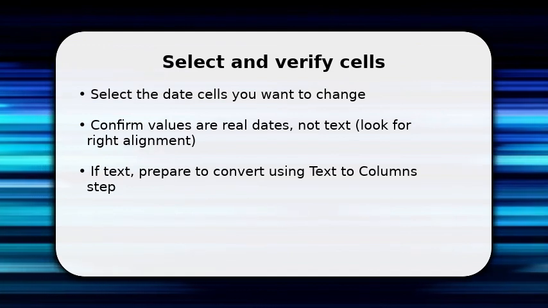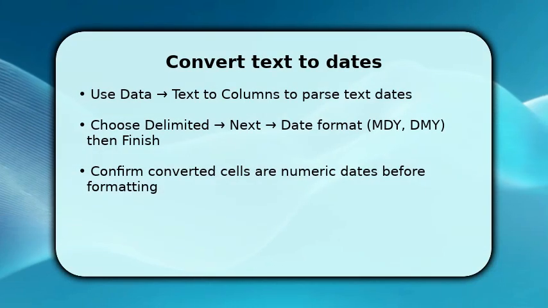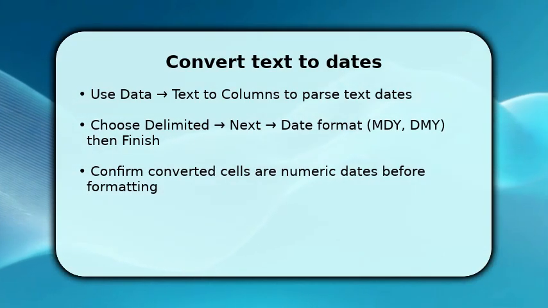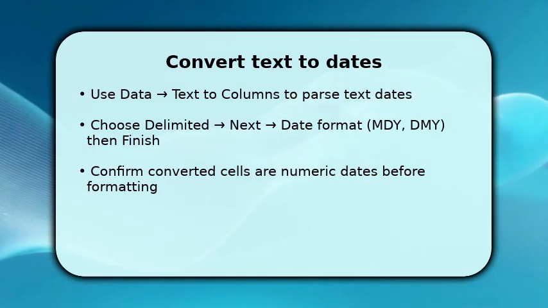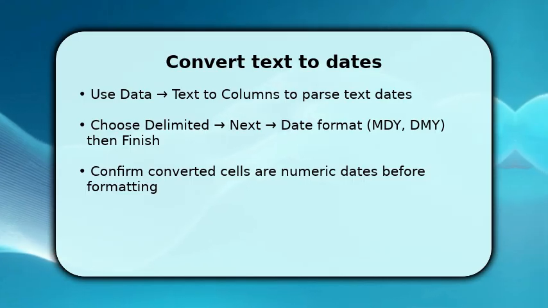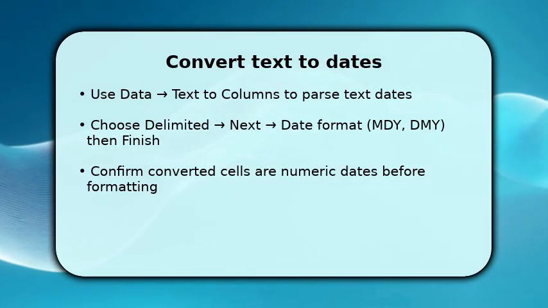Next, convert any text-looking dates using Text to Columns so Excel recognizes them as dates. Select Data, then Text to Columns, choose Delimited and click Next. Then on the final screen, pick the correct date order such as MDY or DMY and click Finish. This forces Excel to reinterpret strings into serial date numbers.